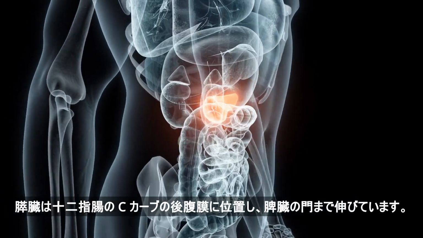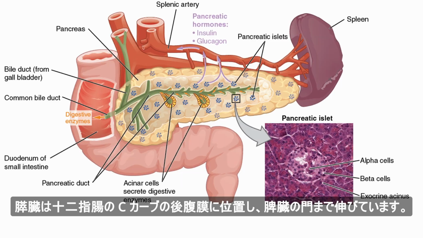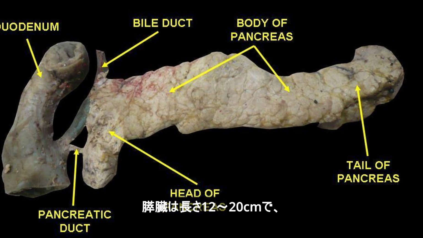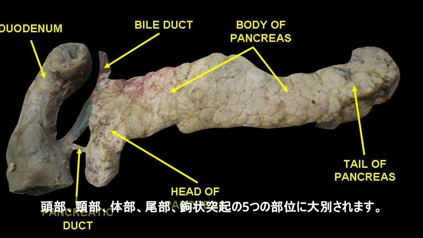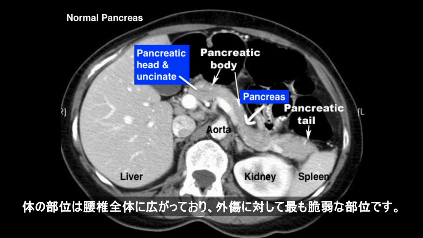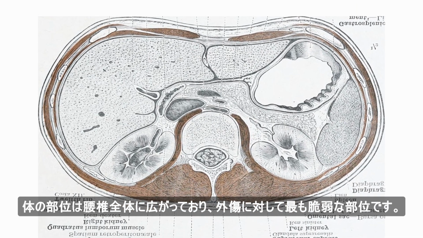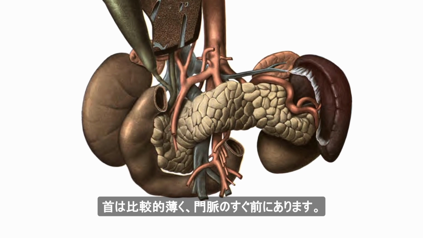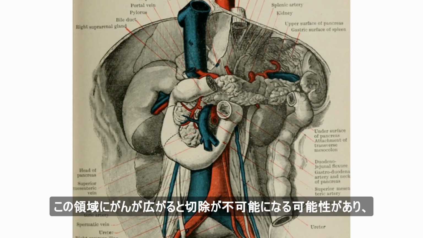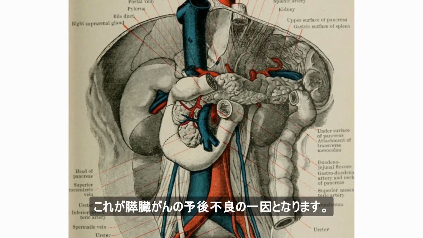The pancreas is situated retroperitoneally in the C-curve of the duodenum and extends as far as the hilum of the spleen. The pancreas is 12 to 20 centimeters long and is partitioned roughly into 5 regions: the head, neck, body, tail, and uncinate process. The body region drapes across the lumbar spine and is the region most vulnerable to trauma. The neck is relatively thin and lies directly in front of the portal vein. Spread of cancer to this region can make resection impossible, which contributes to the poor prognosis of pancreatic cancer.